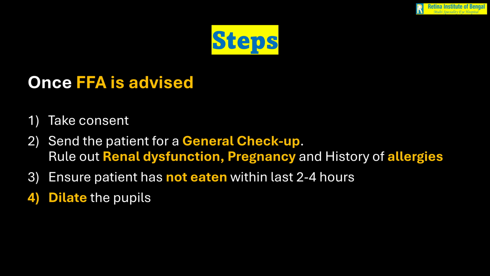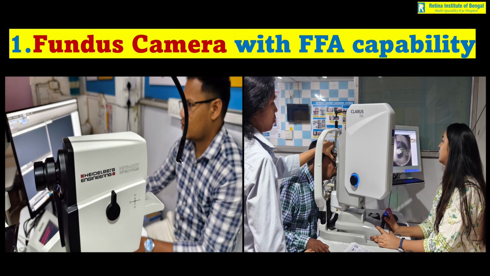So once you have done all these steps, next you need two things to actually do the angiography. First, you need what we call a fundus camera with facilities for fluorescein angiography. At the Retina Institute of Bengal, we have two such cameras. One is the Spectralis from Heidelberg Engineering. The other is the Clarus 700 ultra wide field true color fundus camera from Zeiss. Both these cameras are capable of doing fundus fluorescein angiography.